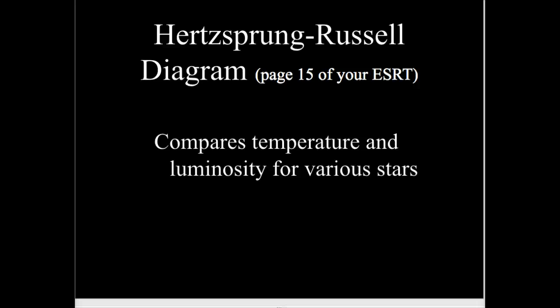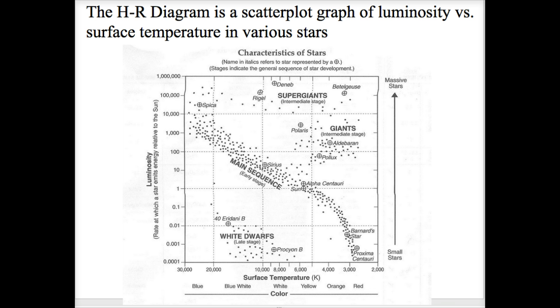We're going to learn about the Hertzsprung-Russell diagram, which is a very fancy name for a diagram on page 15 of your Earth Science reference table. Its nickname or shortcut name is the HR diagram, and it just compares temperature and luminosity, which we're going to see what that is shortly, for various stars. So let's take a look at the graph on page 15.